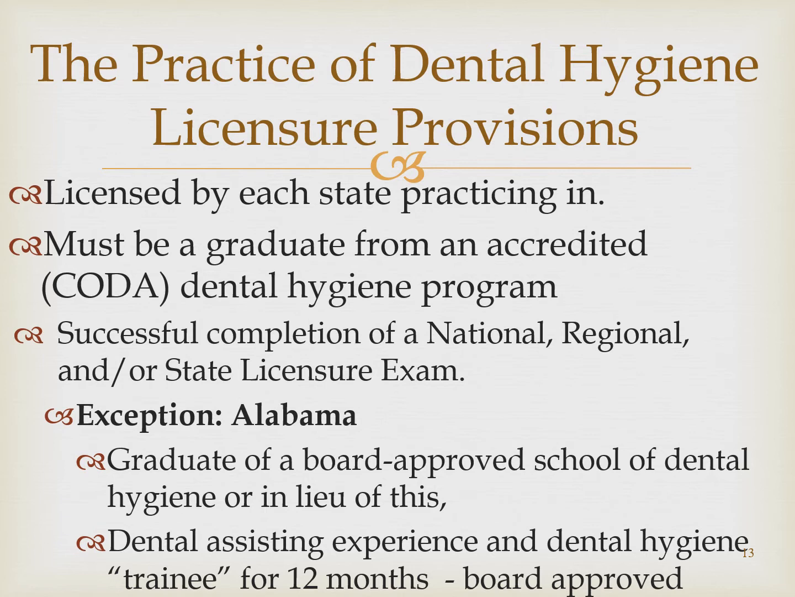Like Alabama is a state, and this is actually in review books. It's so rare, and probably it's going to be on your quizzes or midterm finals. So the exception to this rule is Alabama. All you have to do in Alabama is you can go one of two ways. Either way is fine. You can be a graduate of a board-approved school of dental hygiene, or in lieu of this, or in place of this, you could have dental assisting experience and be a dental hygiene trainee for 12 months to get board approved to be a hygienist.